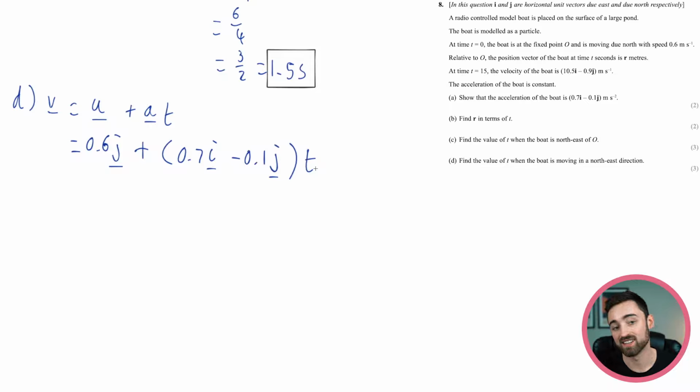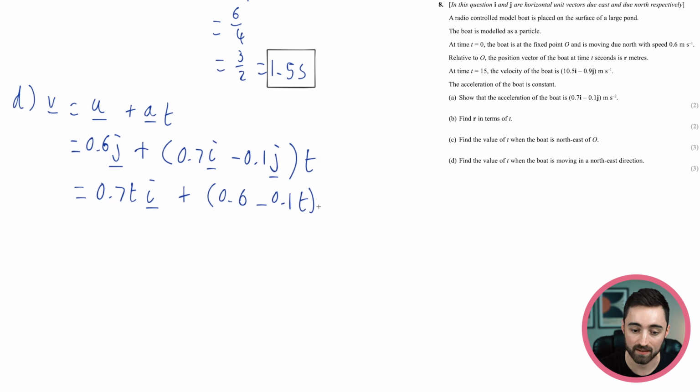Group your i's, group your j's, do the same thing. So in terms of i, I've just got this, so I've got 0.7t lots of i. In terms of j's, I have 0.6 minus 0.1t. And again, if I'm traveling northeast, the amount of i that I'm traveling has to equal the amount of j. So I'm going straight up here. In other words, 0.7t must equal 0.6 minus 0.1t.